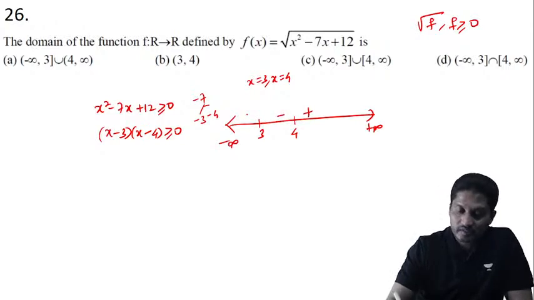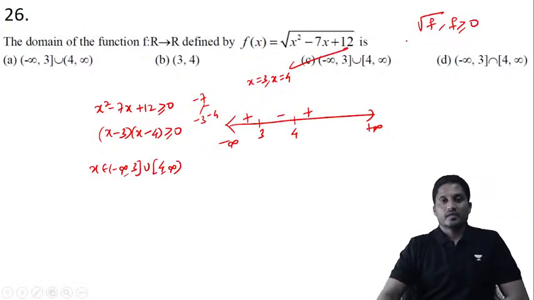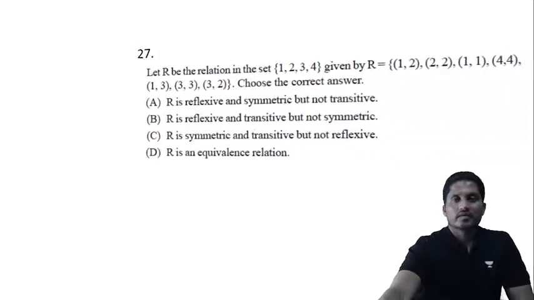Plus, minus and plus. Greater than 0 means x belongs to what? Minus infinity comma 3 union with 4 to infinity. Answer is option C. Right, let's move to the next question.